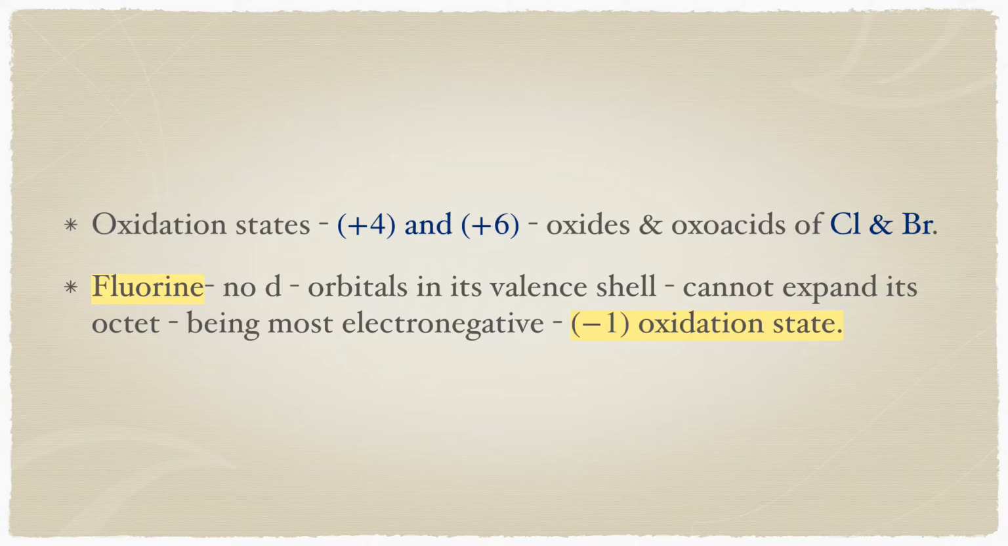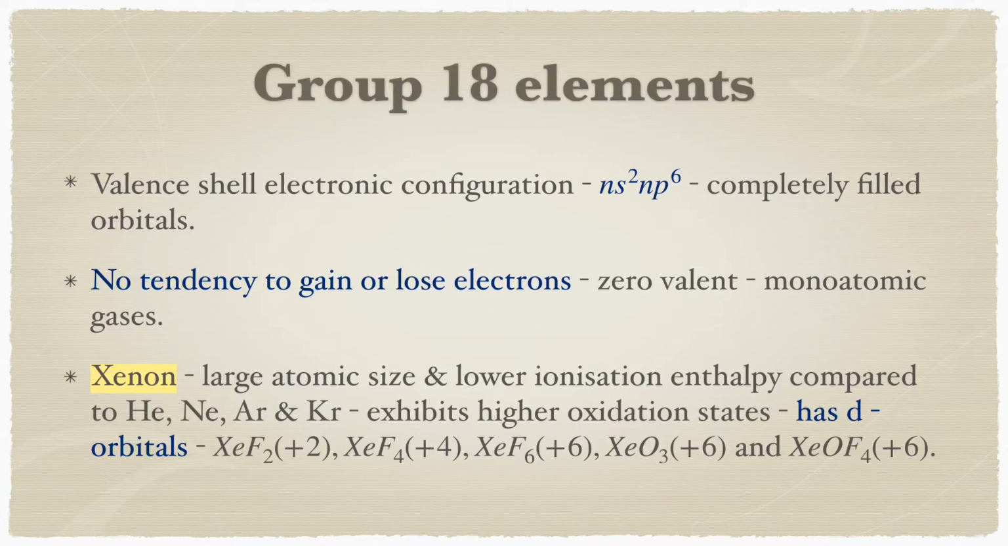Next, fluorine does not have any d orbital in the valence shell. Therefore it cannot expand its octet, and being the most electronegative, it has only the -1 oxidation state. So hopefully the oxidation states of halogens are clear. Now we'll move on to the group 18 elements. The valence shell electronic configuration for group 18 elements is ns2np6.